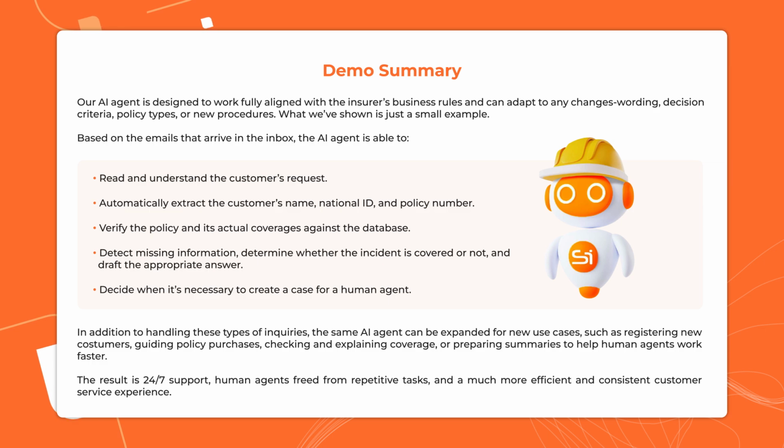Our AI agent works fully aligned with the insurer's business rules and is completely flexible. It can read and understand emails, extract the customer's name, national ID, and policy number, verify coverage, and decide whether a case is covered or not. On top of that, it can be expanded to support new use cases, like registering new customers, guiding users through purchasing a policy, or explaining coverage in plain language.